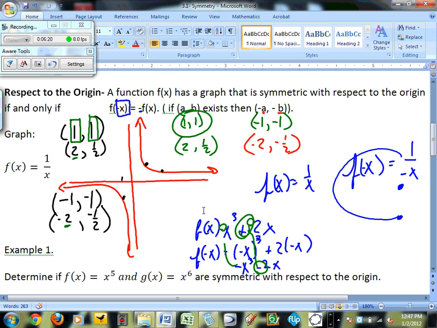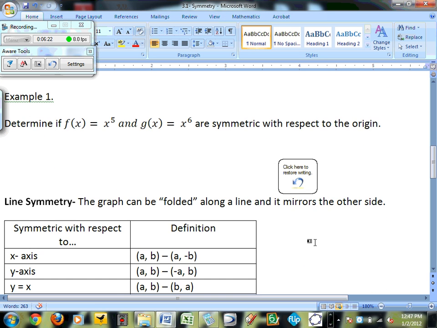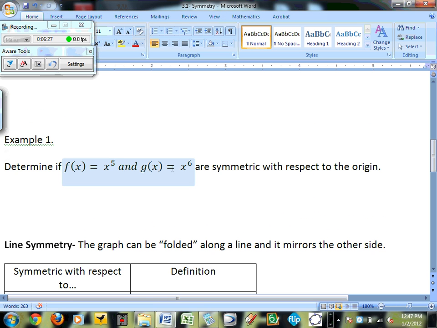All right, so here we are. Determine if f of x equal to x to the 5th, and g of x equal to x to the 6th are symmetric with respect to the origin. Again, we could pick a point. When I plug 1 in, I get 1. So if 1, 1 exists, in order for f of x to be symmetric, the point -1, -1 would have to exist.